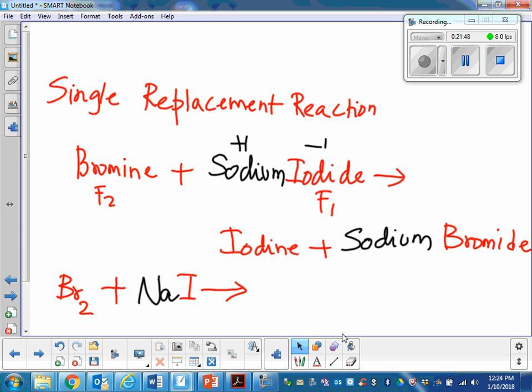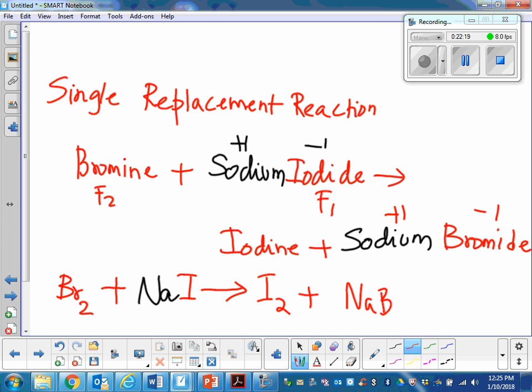Alright? Moving on to Abby. Is iodine a diatomic element? So how do I write iodine if it's a diatomic element? I2 plus, sodium is a +1, bromine is a -1. Gavin, what is my formula for sodium bromide? NaBr. Alright? The equation is not balanced.